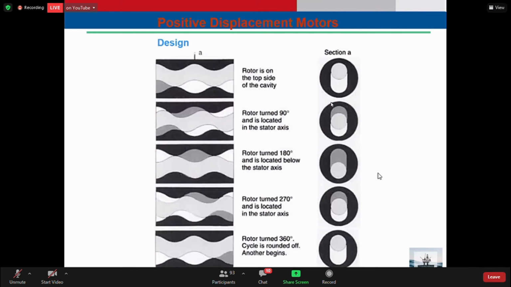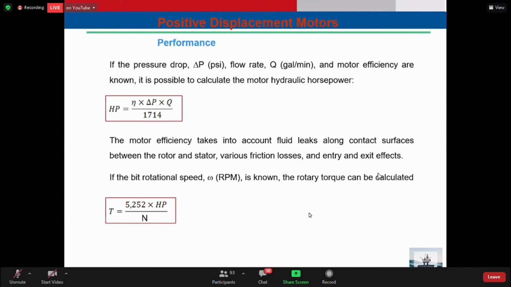This is a figure showing how the rotor is moving during the rotation, as the rotor here is on the top side of the cavity. Then the rotor turned 90 degrees and is located at the stator axis. Then if we keep drilling, the rotor turns 180 degrees and is located below. So according to the turning angle of the rotor, it defines its location and the cycle that allows the rotation.